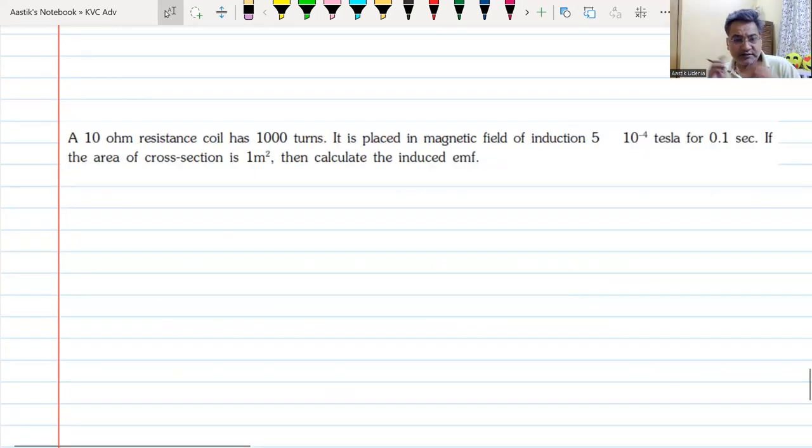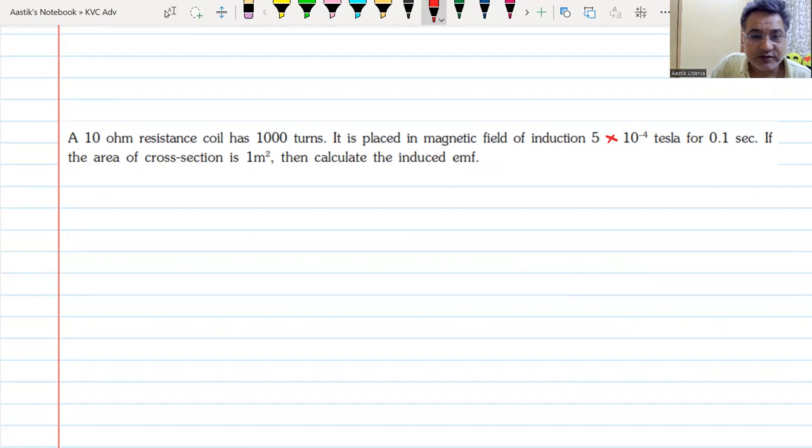A 10 ohm resistance coil has 1000 turns. It is placed in a magnetic field. The induction is 5 into 10 raised to the power minus 4 Tesla for 0.1 seconds. The area of cross section is 1 meter square for one coil. Find the induced EMF. I'll give you 2 minutes to solve this.